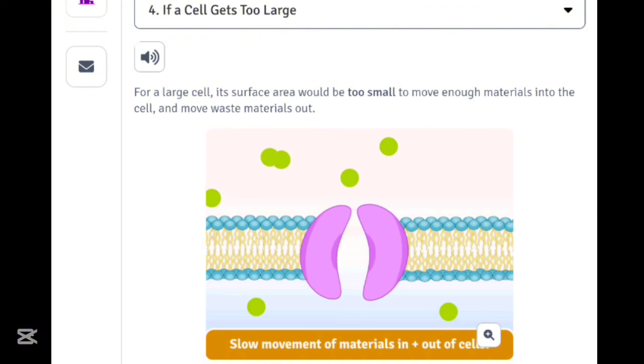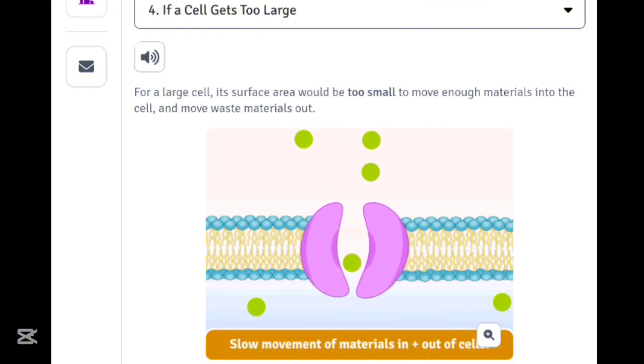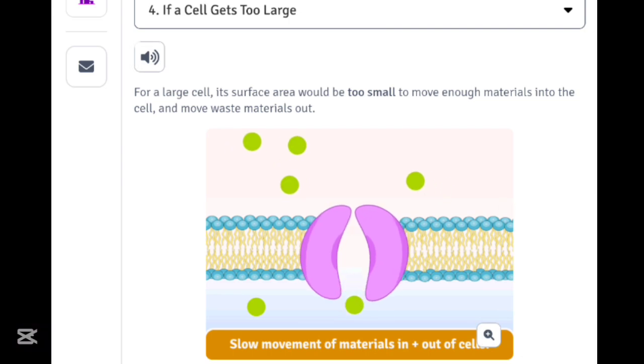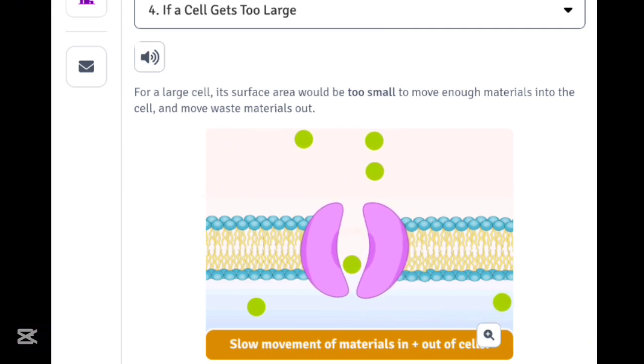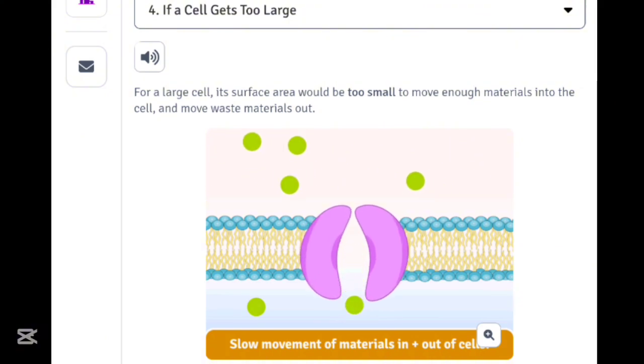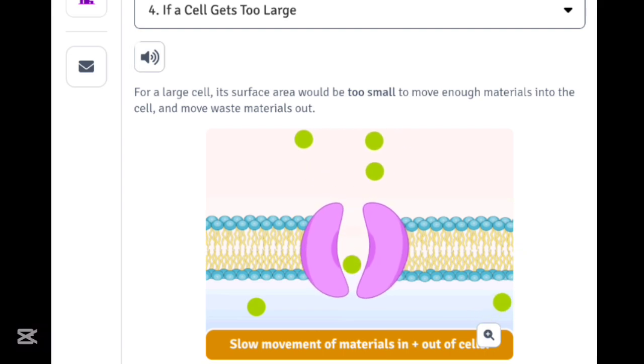What happens when a cell gets too large? For a large cell, its surface area would be too small to move enough materials into the cell and move waste materials out.